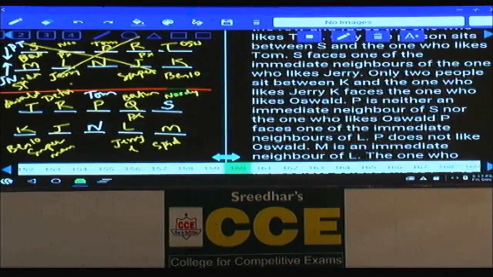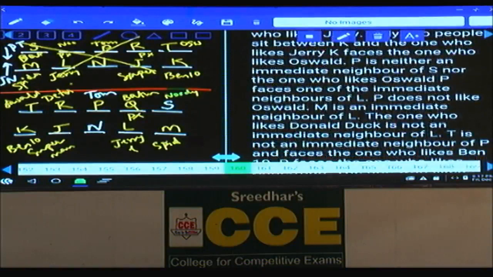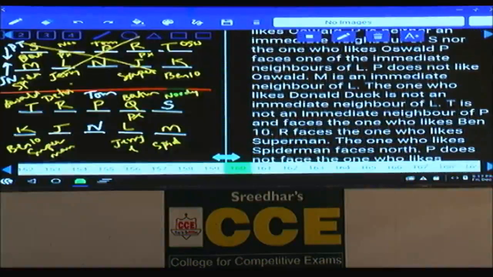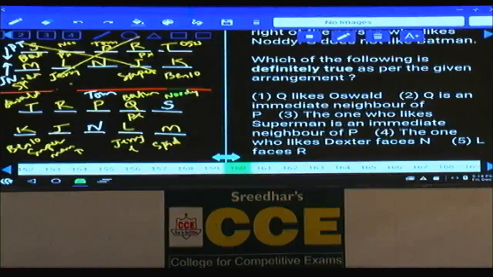Regarding this N, one of the information we have not taken yet: the one who likes Donald Duck is not an immediate neighbor of L. Then tell me who is this Donald Duck here? As Donald Duck is not an immediate neighbor of L, tell me where should this Donald Duck be? R. Hence this person must be Donald Duck, and whatever this R is here, R must be Donald Duck, isn't it?